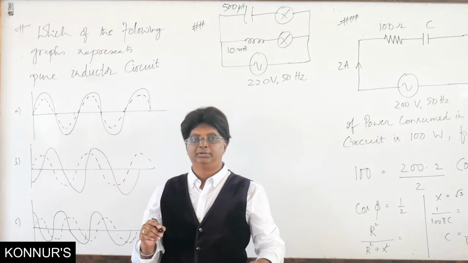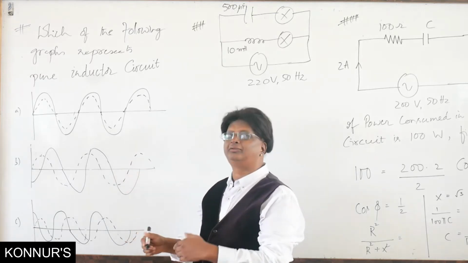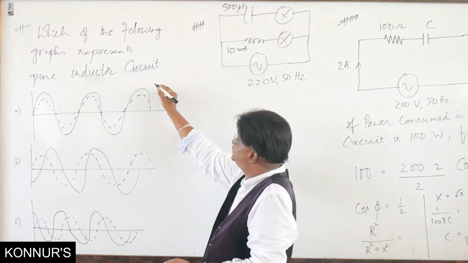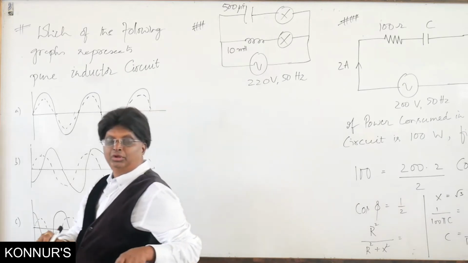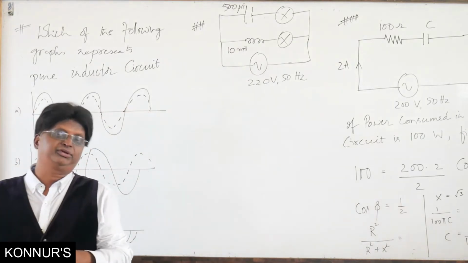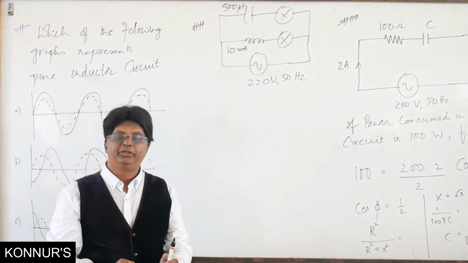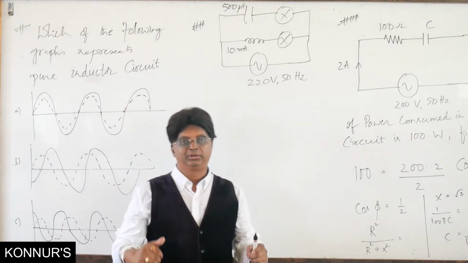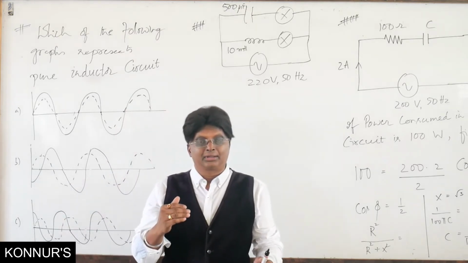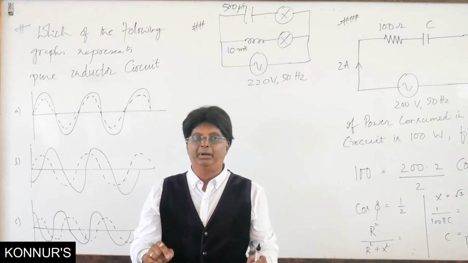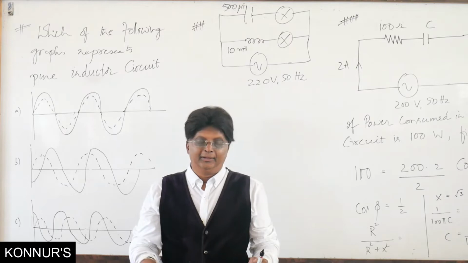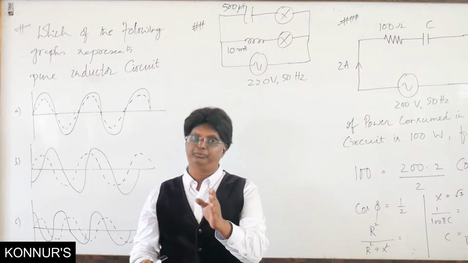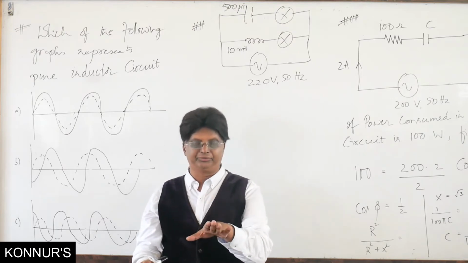Look at this example. Graphs 1, 2, 3 or 4 are shown, and it is asked which of the following graphs represents the pure inductor circuit. Whenever we read the question, we should have some good intake. The point is a pure inductor circuit. What is the characteristic? Because of inductive reactance, current lags voltage by pi by 2. Whether it is a pure inductor or a pure capacitor circuit, the phase difference between voltage and current is pi by 2.